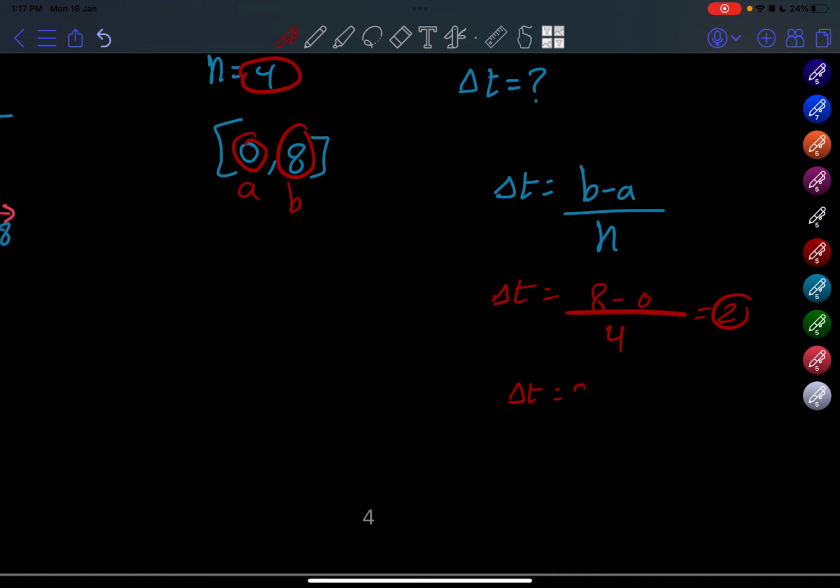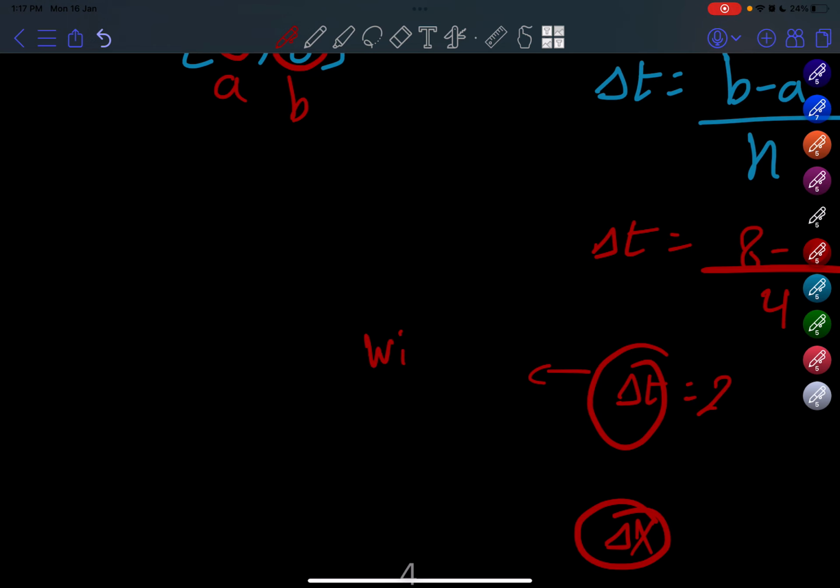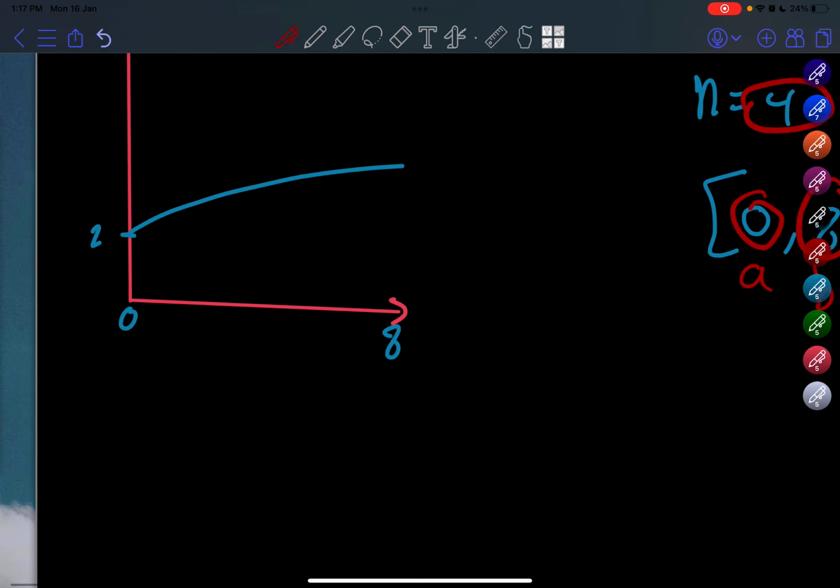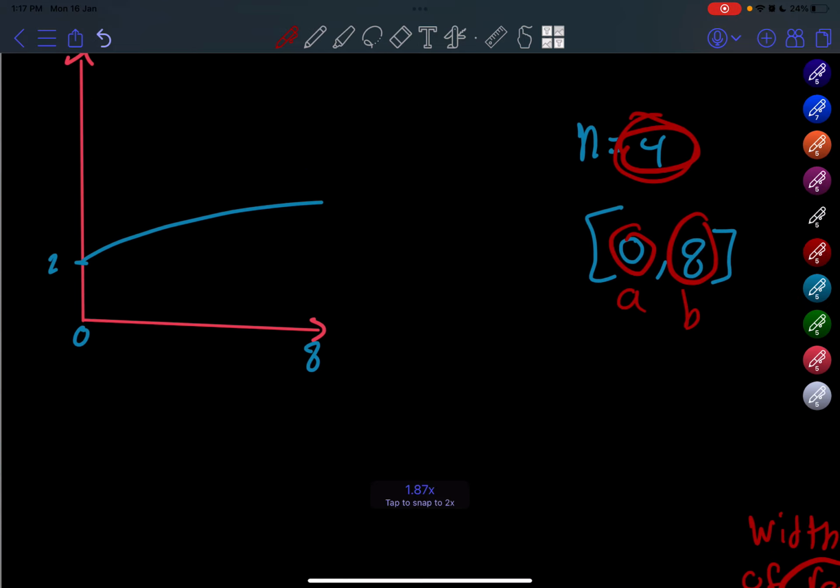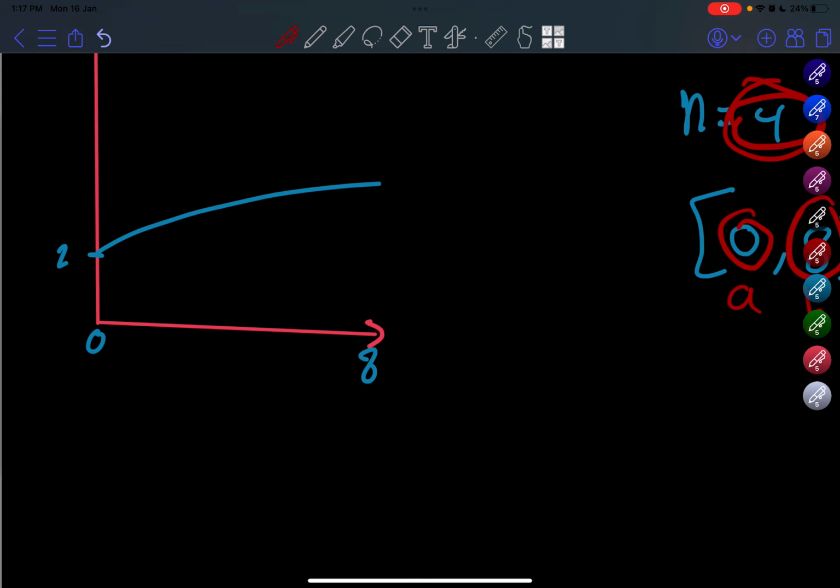So delta t is equal to 2. Now, what is even delta t? Or sometimes they write in books delta x. What does it mean? Delta t is basically the width of the rectangle. So we should have here 4 rectangles because n is 4, and the width of each rectangle is 2. So this is 0, there will be another rectangle here, another rectangle here, and another rectangle here.